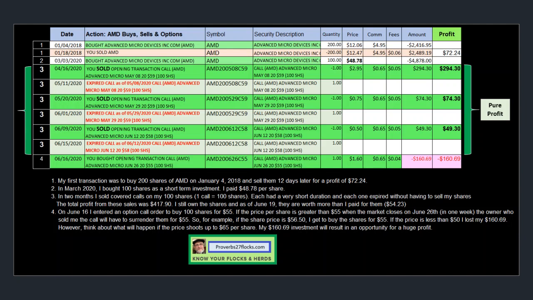And then the last entry in this spreadsheet is actually a different type of option, and I'm not going to talk about that one, but there is a note on that one that you can read.